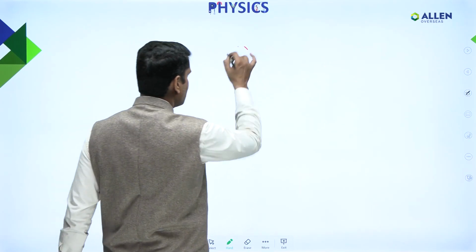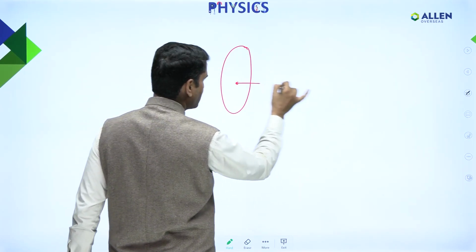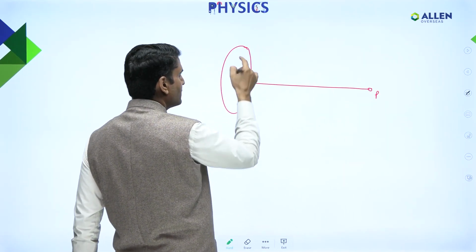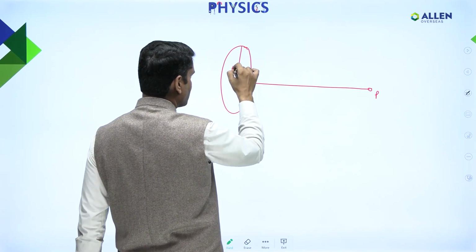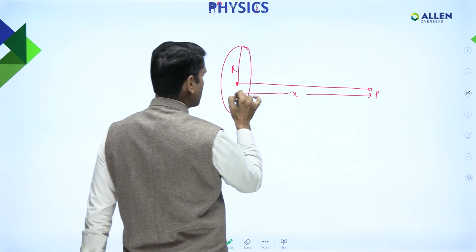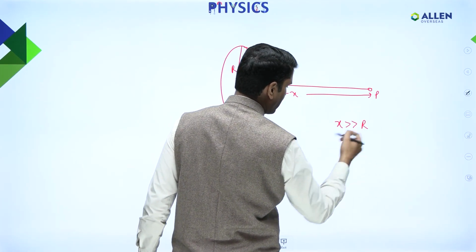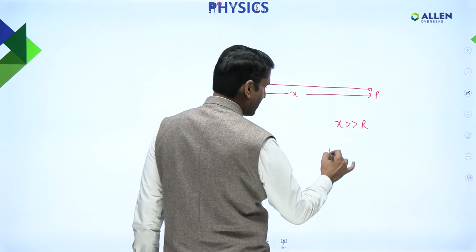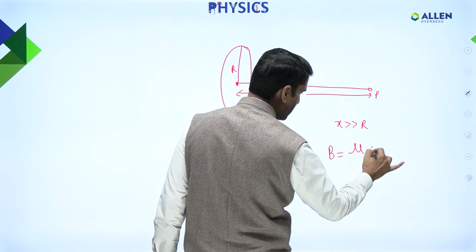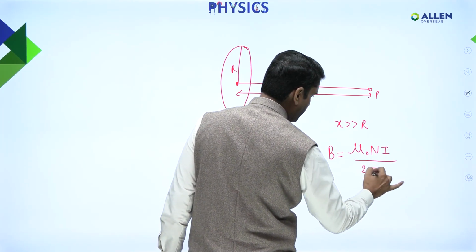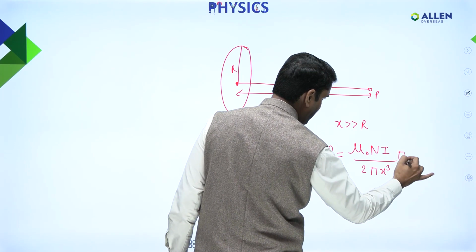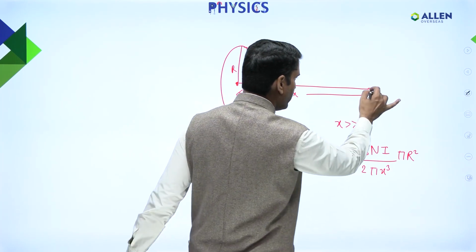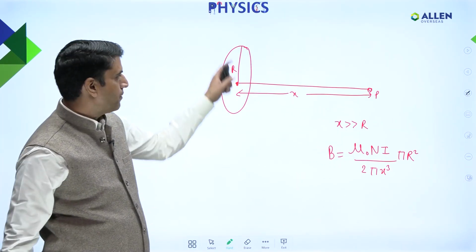Okay, so this is the current carrying loop and this is a point P which is very far away from the center of this loop. Let it be R and this is X, and X is very, very large compared to R. In that case we know the magnetic field at this point would be mu naught N i upon 2 pi x cube into pi r square. This would be the formula for the magnetic field at point P, which is very far away from this current carrying loop.